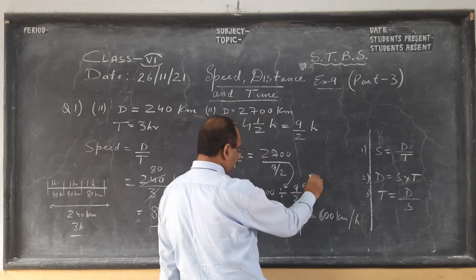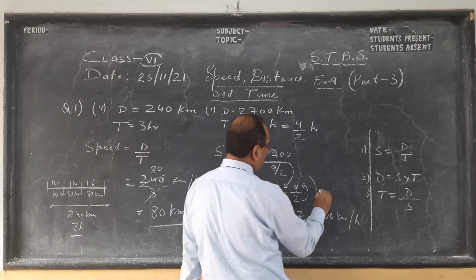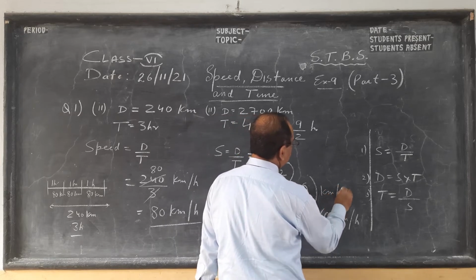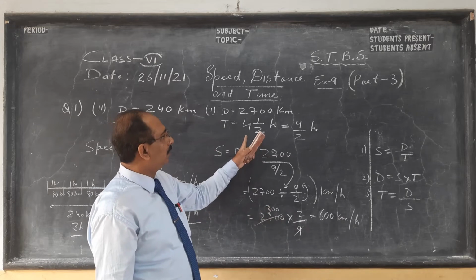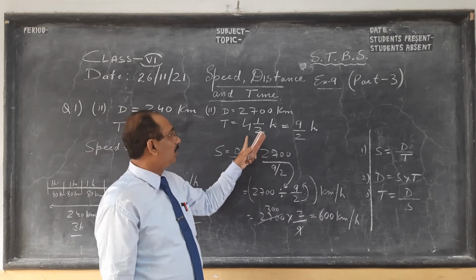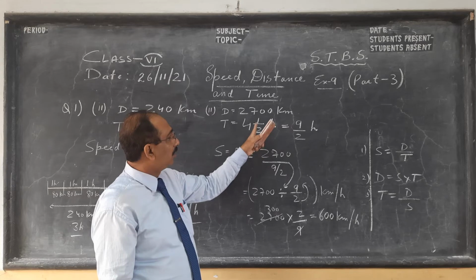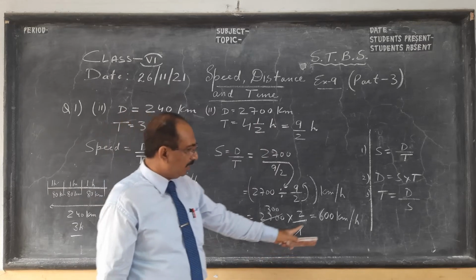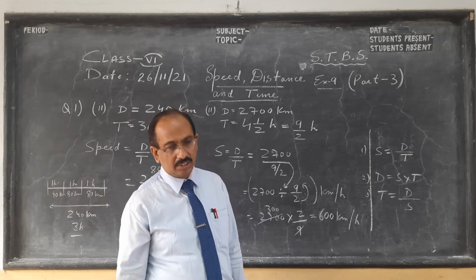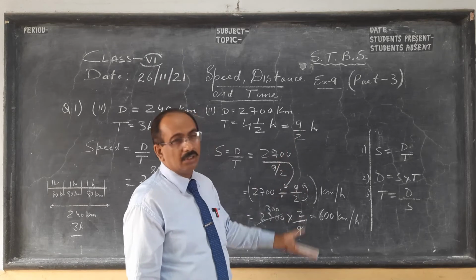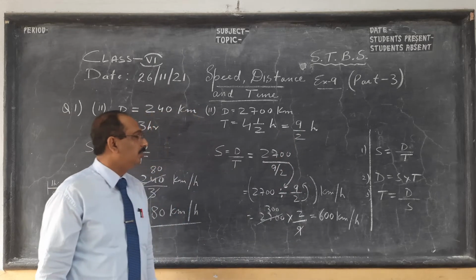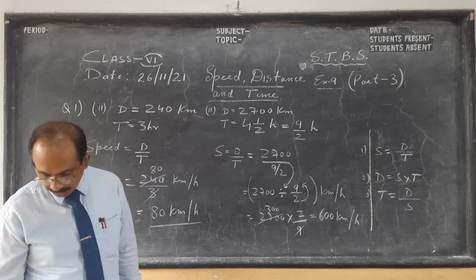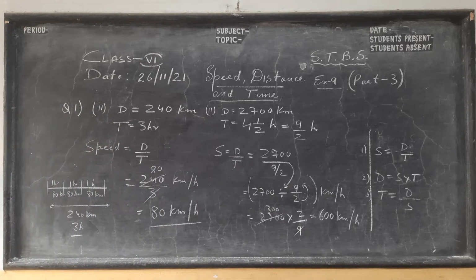Here also you can write the unit, children, because these are not numbers but units. So in 1 hour 600 kilometer, 4 hours 2400 kilometer, and in half an hour 300 kilometer. So 2400 plus 300, 2700 kilometer. So you can always verify your answer, children. So kindly pause the video and copy, then we'll go on to the next sum.